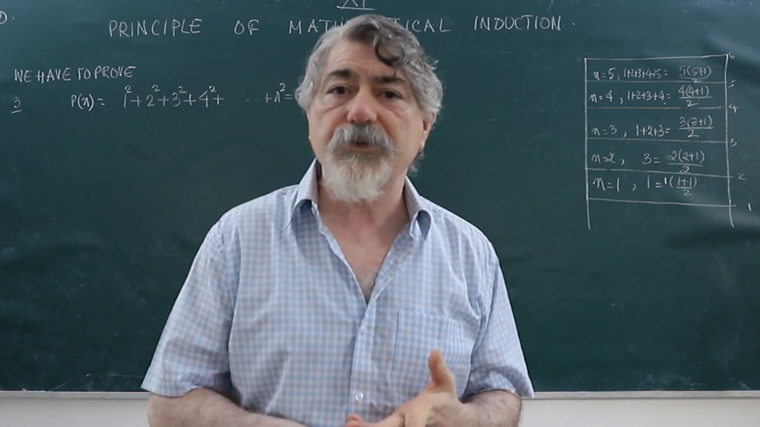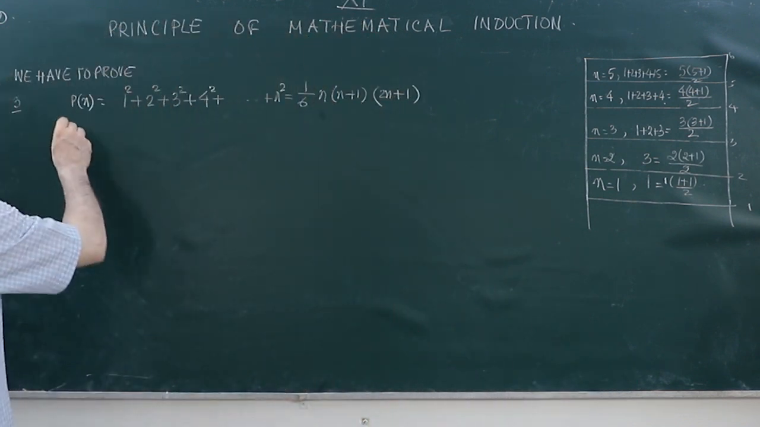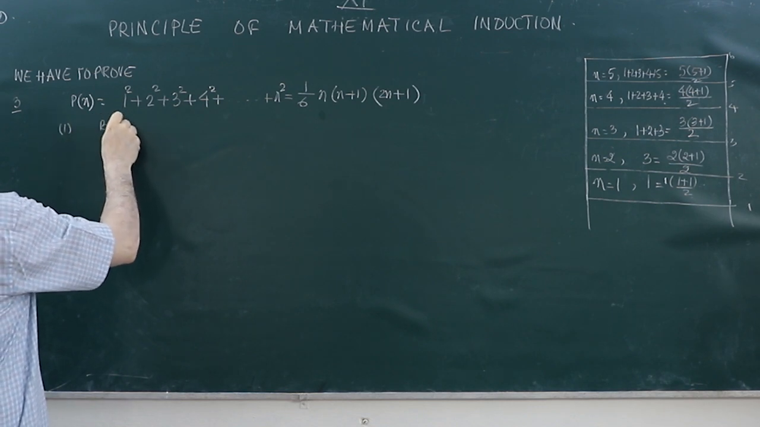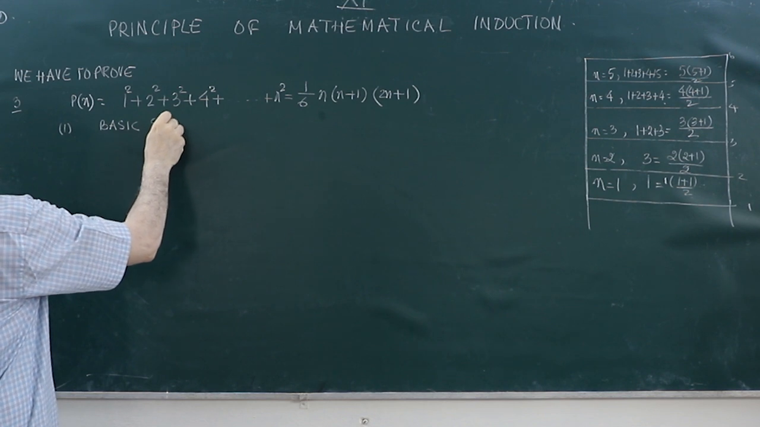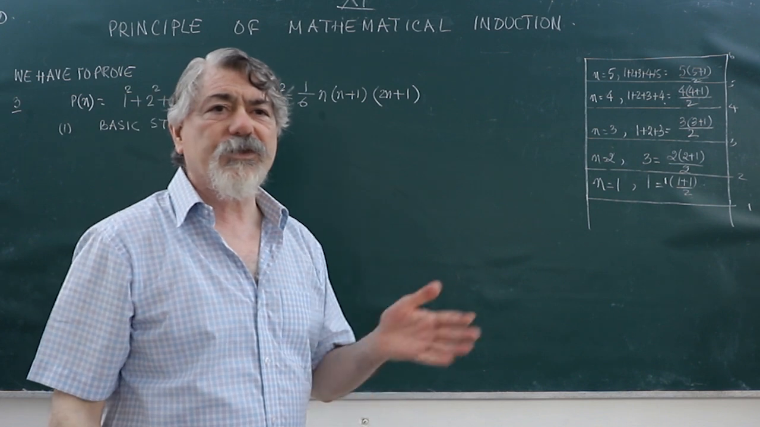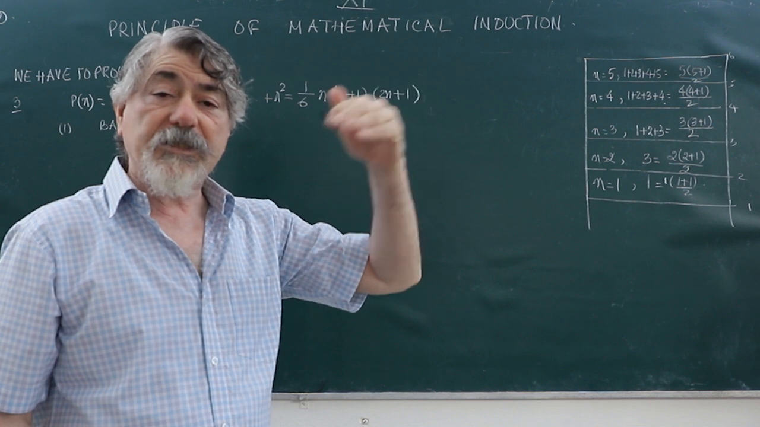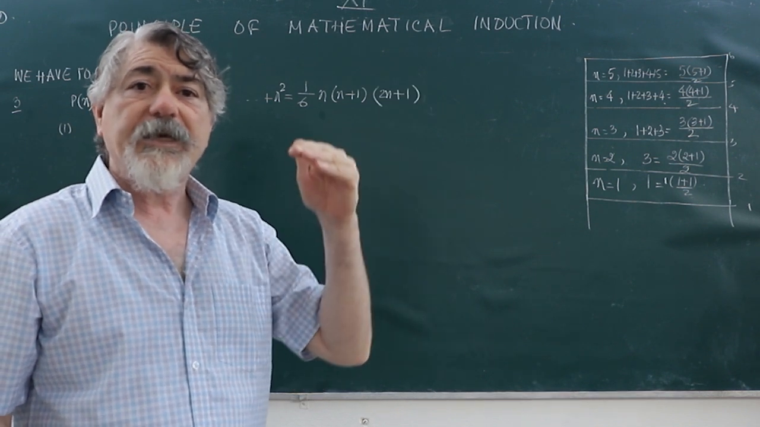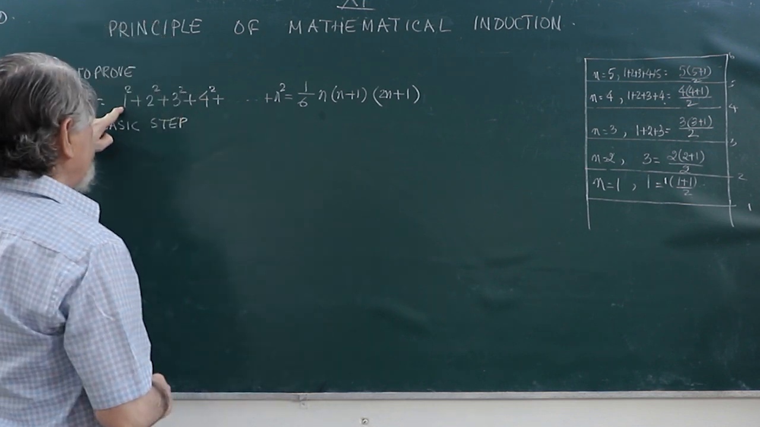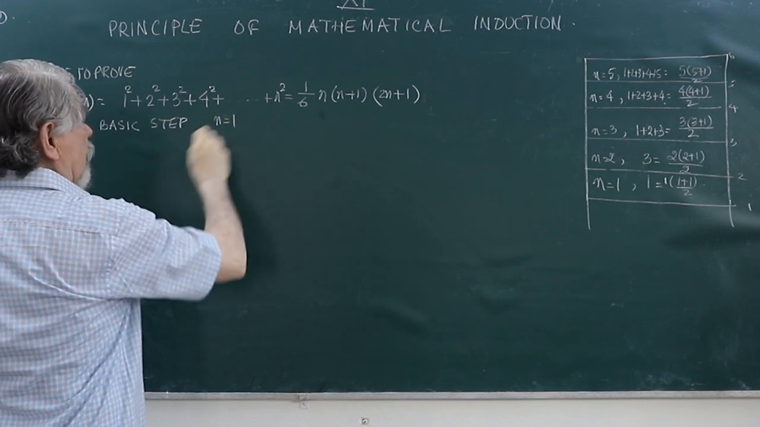First I am going to prove the statement to be true for n is equal to 1. This is known as the basic step. You don't have to write it every time. I am writing it as a teacher so that you remember it. What is the basic step? So that you remember in your mind what are the three steps you have to do: basic step, assumption step, induction step. In the basic step I am going to say n is equal to 1.